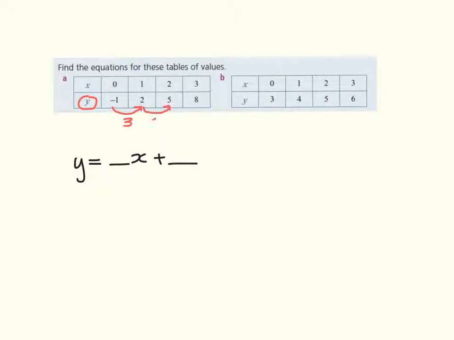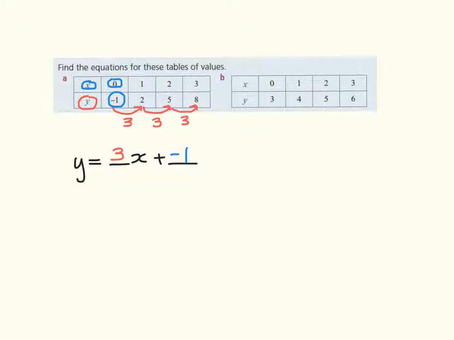Let's see if it's the same. From 2 to 5 is 3, and from 5 to 8 is 3 as well. Excellent. Now that number goes in front of our x. So 3x. Now I need to find out what the next number is. So I look and see what happens when x is 0. When x is 0, y is negative 1. And that's the number that goes to finish off my equation.